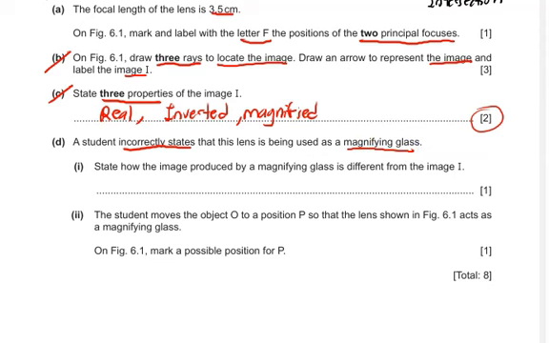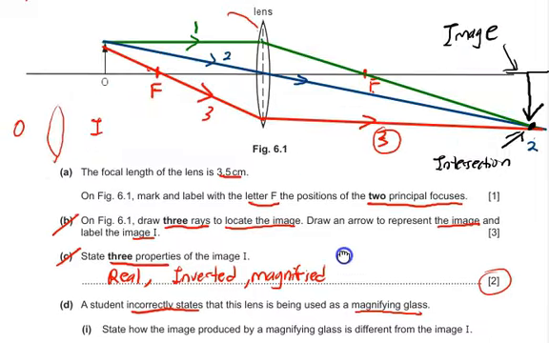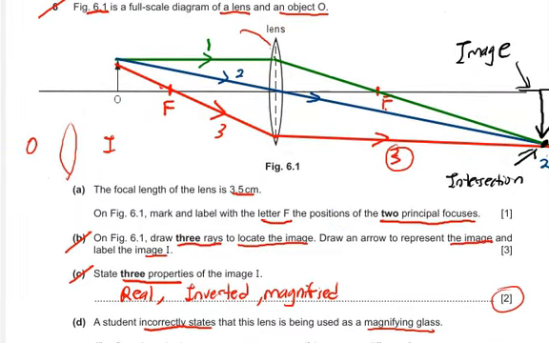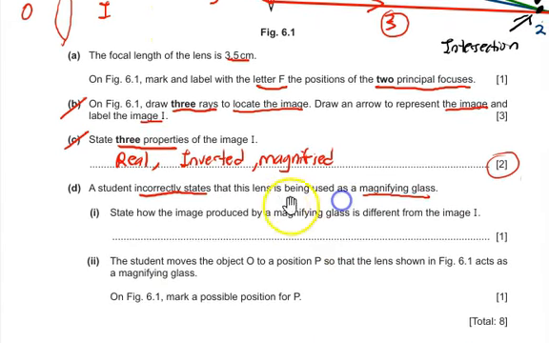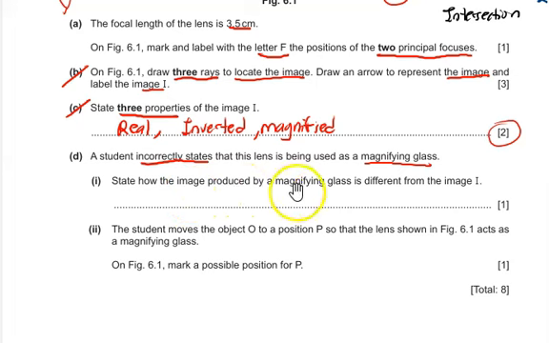So to have a magnifying glass, what you have to do here is the object has to be placed below the distance of the principal focus, which means the object must be less than the distance over here. So let us look at the question. State how the image produced by the magnifying glass is different from image 1.